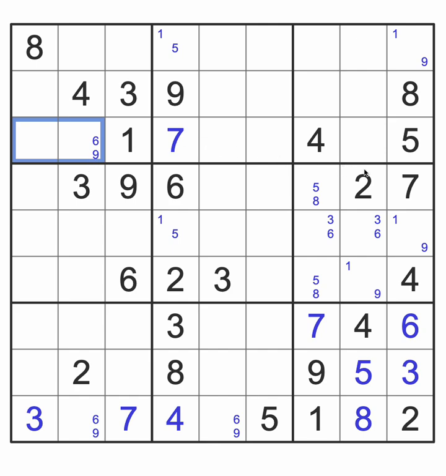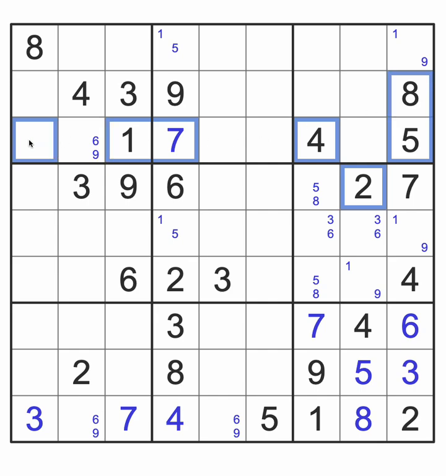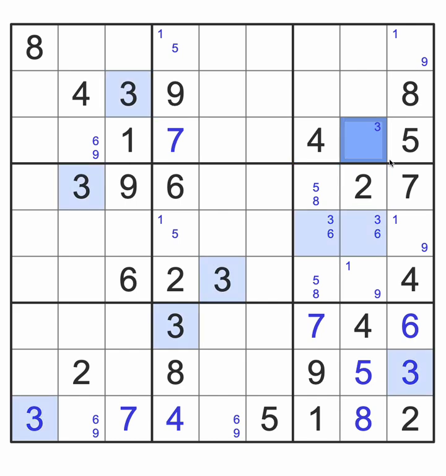And for one thing, this cell cannot be 1, 2, can be 3, cannot be 4, 5, can be 6, cannot be 7, 8, and cannot be 9 because 9 will be here or here. So this cell will be 3 or 6.